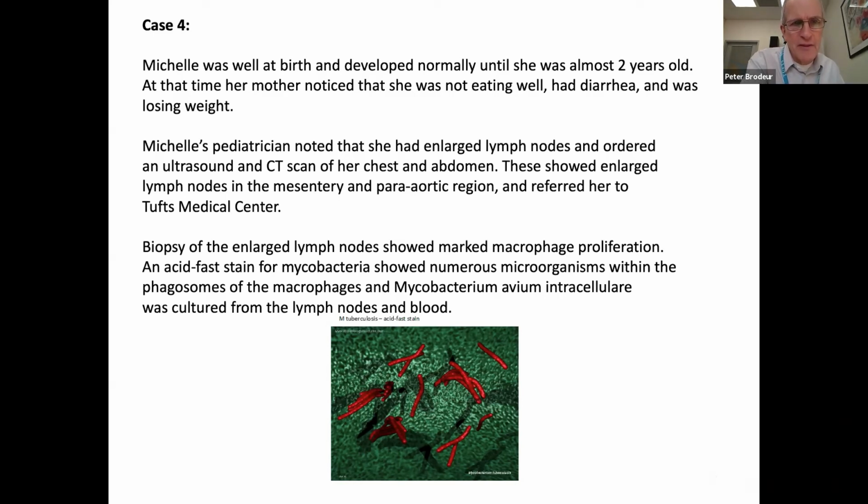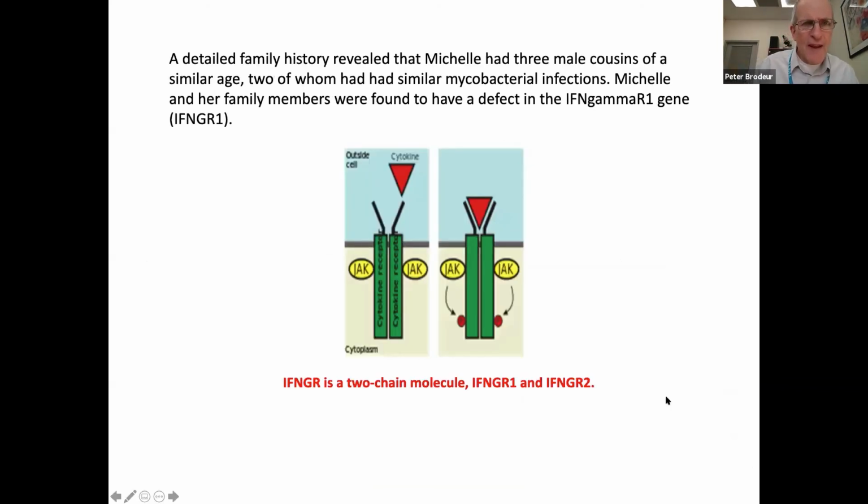So biopsy of the lymph nodes showed marked macrophage proliferation, and the lab did an acid-fast stain for mycobacteria, and this showed that there were numerous mycobacteria organisms within the phagosomes of the macrophages. And the diagnosis was Mycobacterium avium intracellulare, which was cultured from the lymph nodes and the blood of the child. Okay, so moving on. A family history revealed that Michelle had 3 male cousins of a similar age, 2 of whom actually had similar mycobacterial infections, which would not be common.